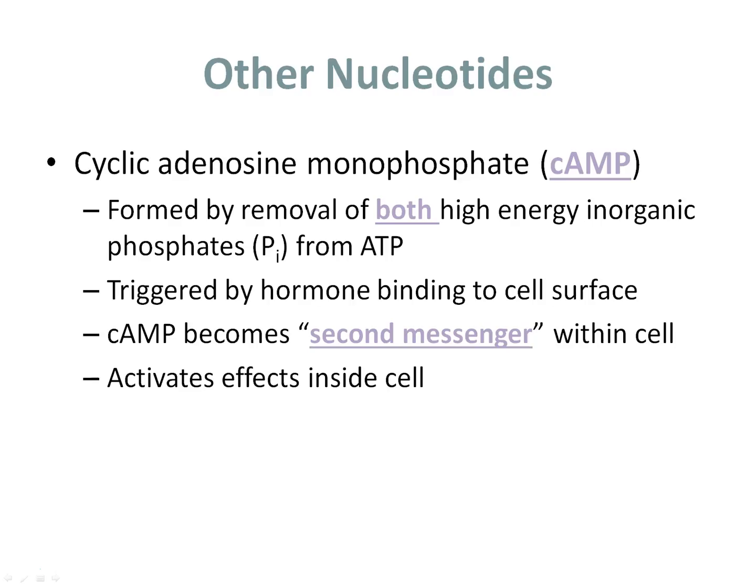Cyclic adenosine monophosphate, or cAMP, is formed by removal of both high-energy inorganic phosphates, and we then turn the remaining molecule into a circle. So that's where cyclic comes from. It's triggered when we have a hormone that binds to the cell surface, and it becomes the second messenger in the cell. And it runs around within the cell and activates different effects. So it can turn things on, it can turn things off, it can cause transcription and translation to occur, it can cause channels to open and close, it can do all kinds of things within the cell.